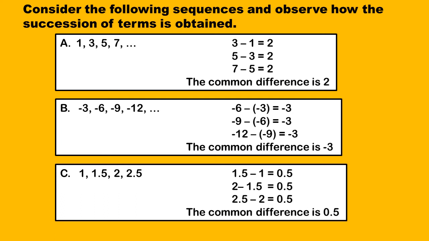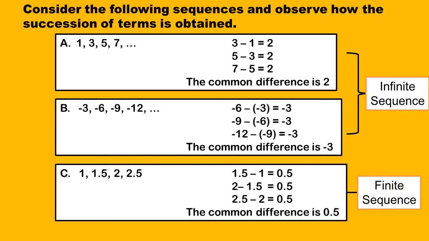As we can observe, the first two sequences have no end term, so we call them infinite sequences. In the last and third sequence, our sequence has an end term which is 2.5, so we call it a finite sequence.